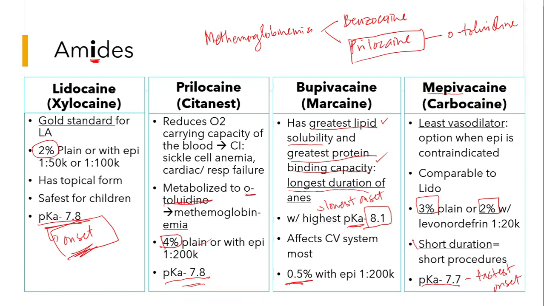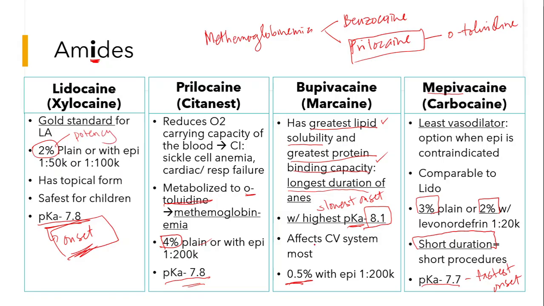However, it may have the fastest onset, but it has the shortest duration. So this is good for short procedures. Now, if you would notice, lidocaine comes in 2%, prilocaine comes in 4%, bupivacaine comes in 0.5%, mepivacaine either 3% or 2%. What do these percentages mean? The percentages actually are related to potency.